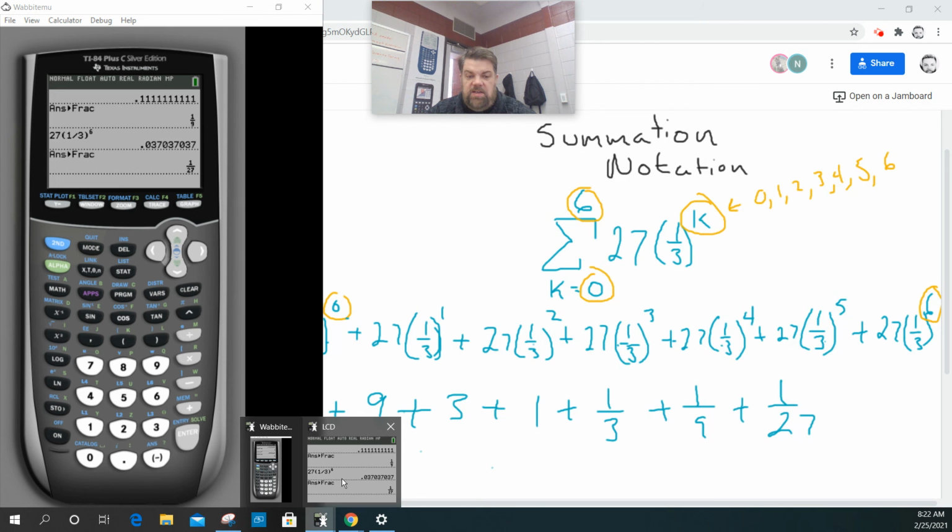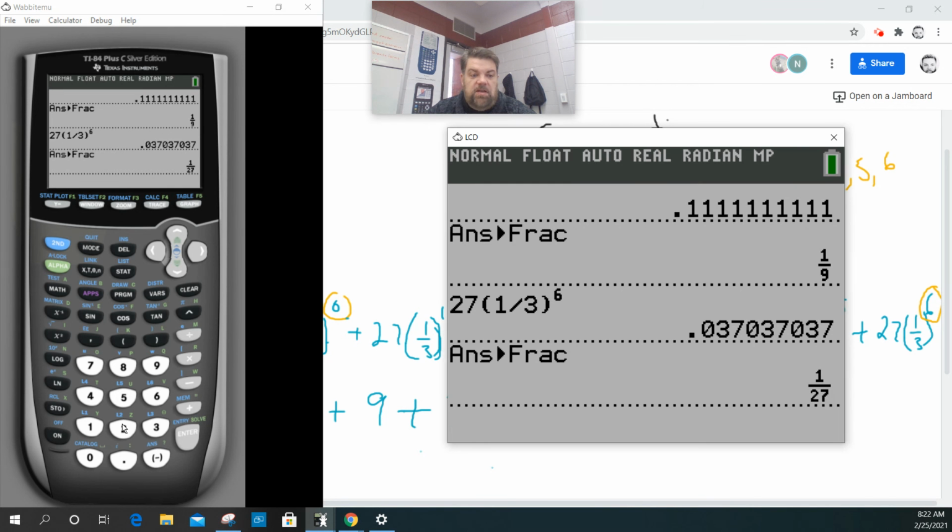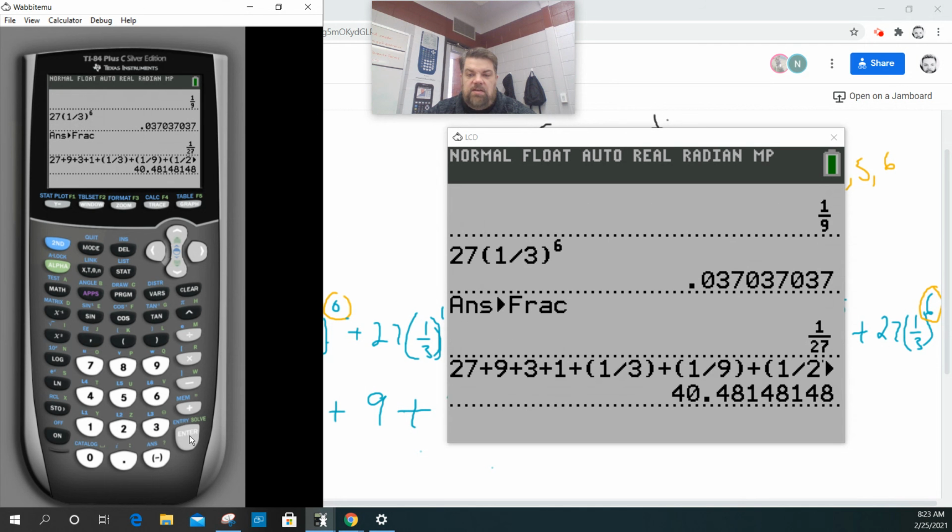Let me get the big part of the screen so you can see it. 27 plus 9 plus 3 plus 1 plus the quantity 1 divided by 3 plus the quantity 1 divided by 9, because that's what a fraction is, plus the quantity 1 divided by 27. We're going to get a decimal, I think. So it's 40 something as a decimal.